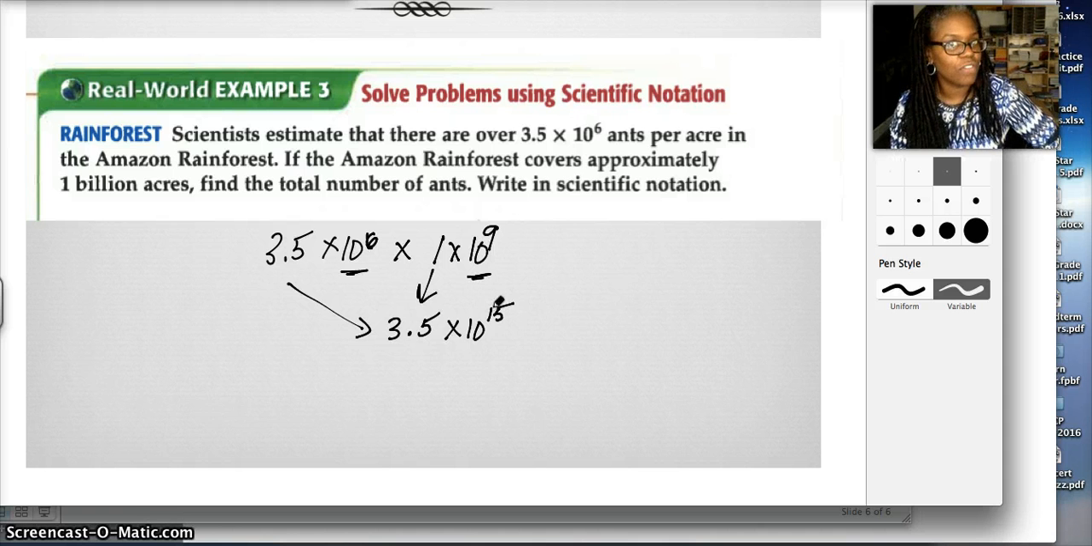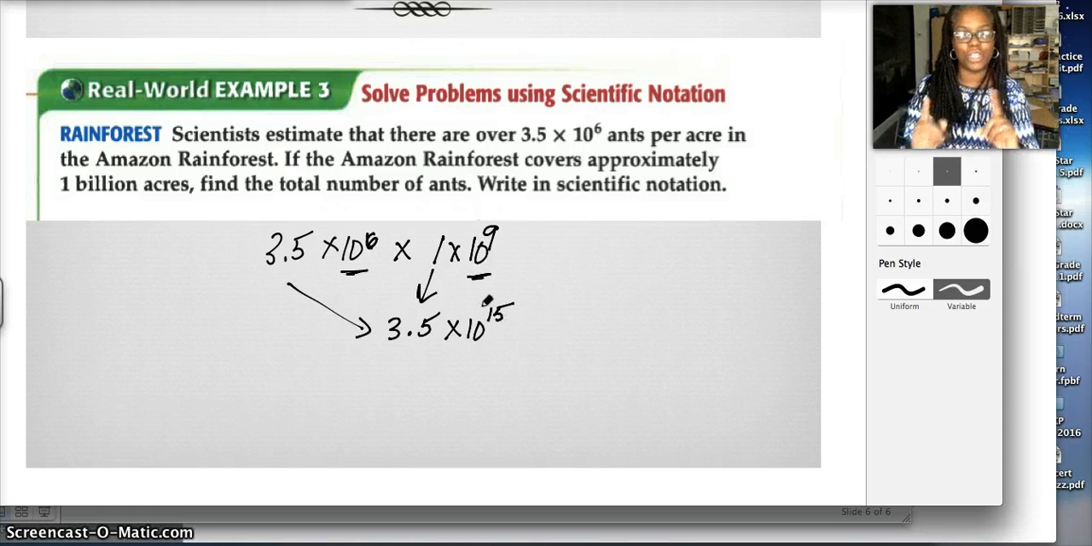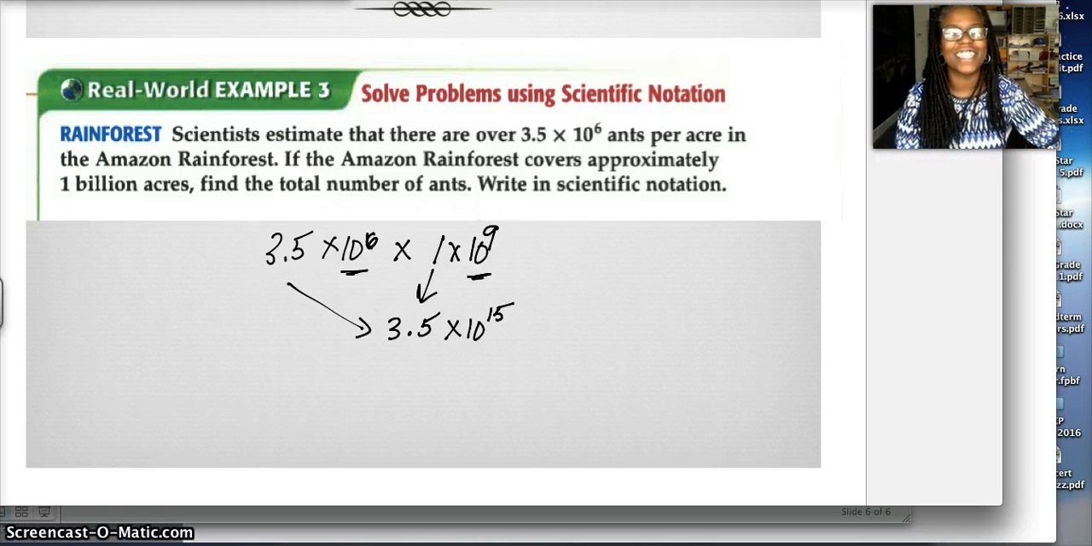Does anybody know what the 15th power would be? Tell me in class if you know what the 15th power would be in terms of place. Would it be billions? No, we already know that's 9. Trillions? Would it be quadrillions? Talk to me in class. You'll tell me. All right, let's look at the next example.